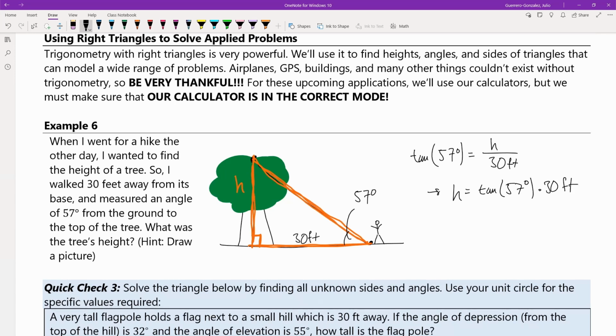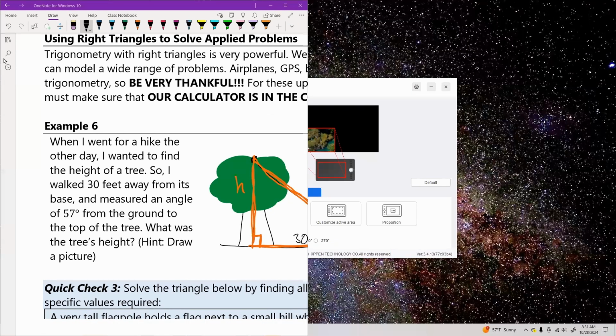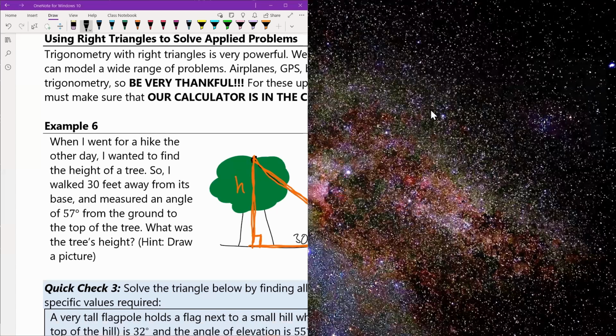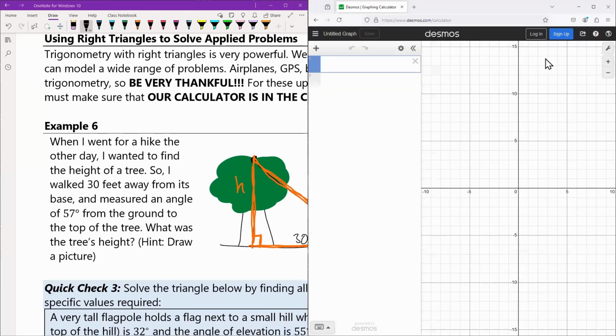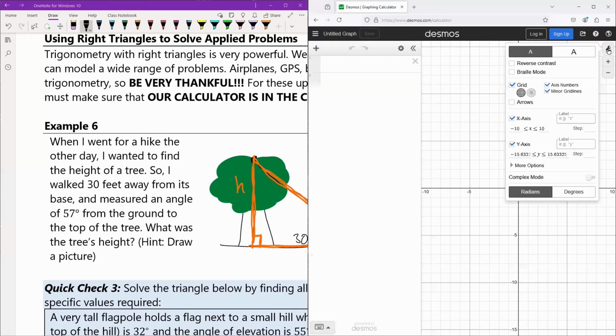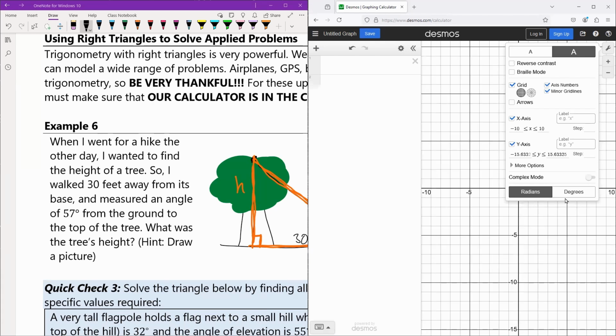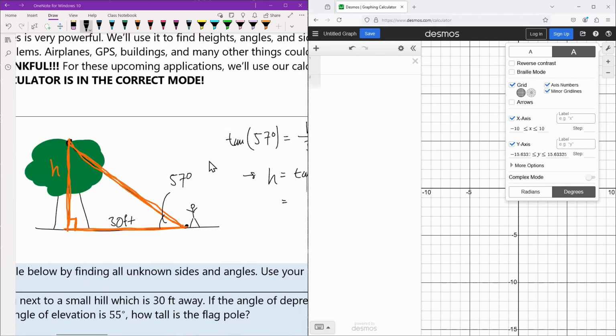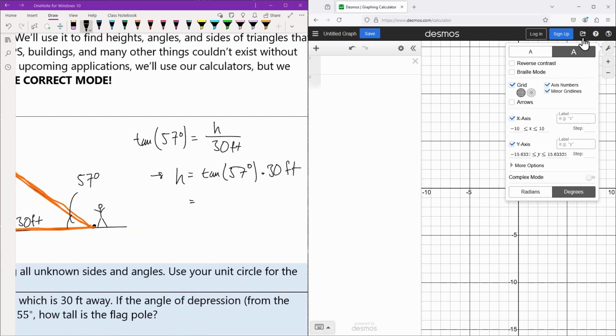Okay, and that is equal to, now I'm going to show you guys what I mean by the different modes. If you go into the wrench in Desmos, there are two options here. Right now it's in radians. I need to put it in degrees, since I am giving you guys the angle in degrees, right? Okay, and at this point, that's it.